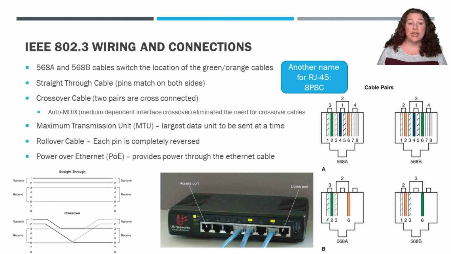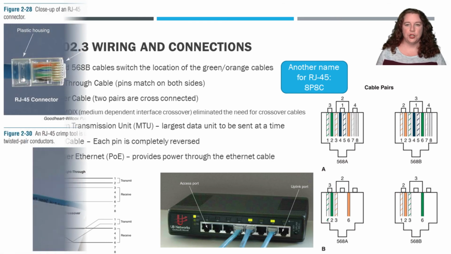You can see the 2 examples here: a straight-through cable where the 1 corresponds to the 1, the 2 corresponds to the 2, and so on, and a crossover cable where our 1 is going to go down to our 3 and our 2 is going to go down to our 6. So we've crossed them over, so they're in different positions.